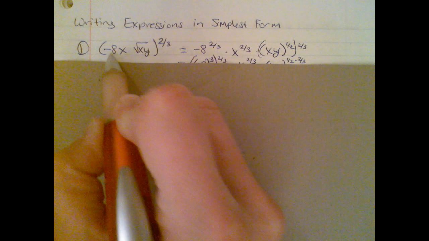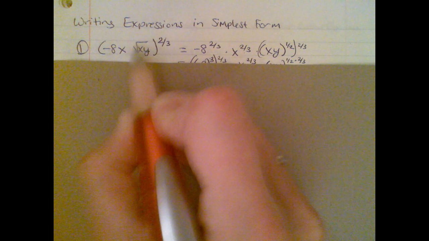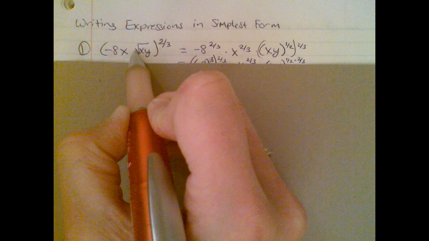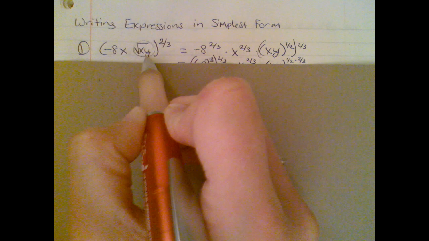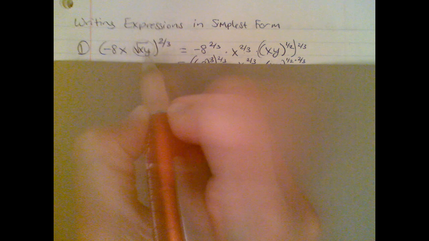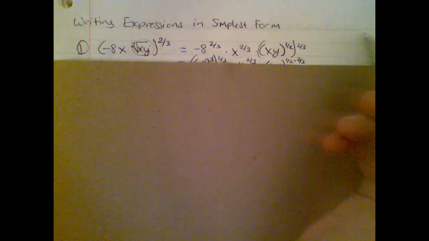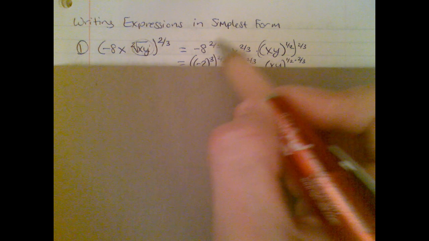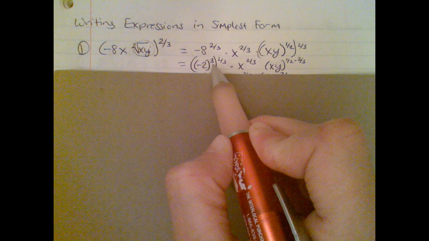So we're going to take and expand it out. Negative 8 to the 2/3 power, x is to the 2/3 power, and then the square root of xy is to the 2/3 power. Now instead of having a root and to the 2/3 power, I'm going to rewrite that as this: the square root of xy is just xy to the 1/2 power, because my root goes as my denominator and my exponent goes as my numerator. So then it's all in exponents. So then from here, negative 8, I'm going to rewrite that as negative 2 times negative 2 times negative 2, so negative 2 to the third power.